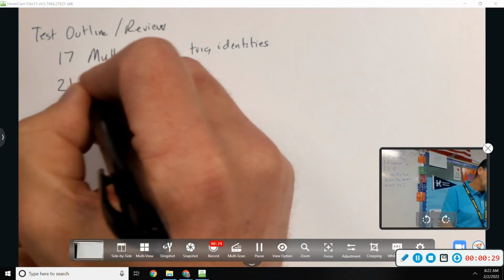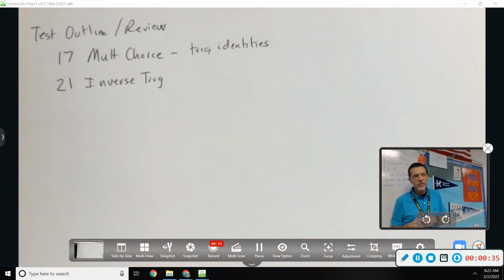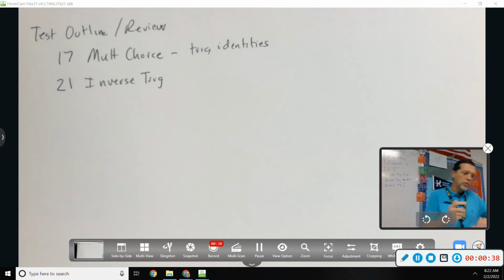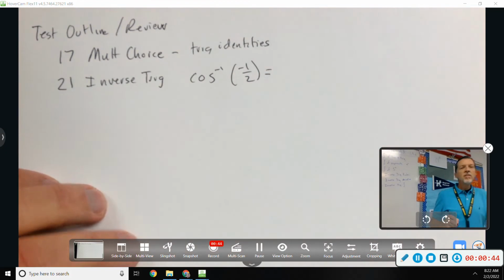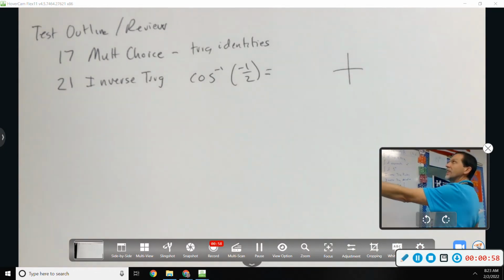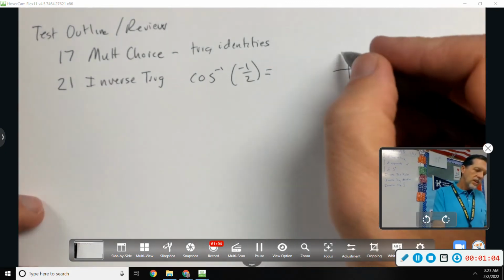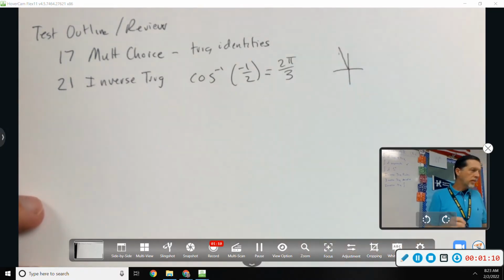Then there's 21 inverse trig questions that are not multiple choice. So things like inverse cosine of negative 1/2. So my unit circle experts, I would draw a picture, like some of you are kind of drawing it in the air. Cosine's negative over there, on the left. It's going to be 2 pi over 3. It's 1/2, so I know it's the steep angle, so that's 2 pi over 3. So that kind of question.